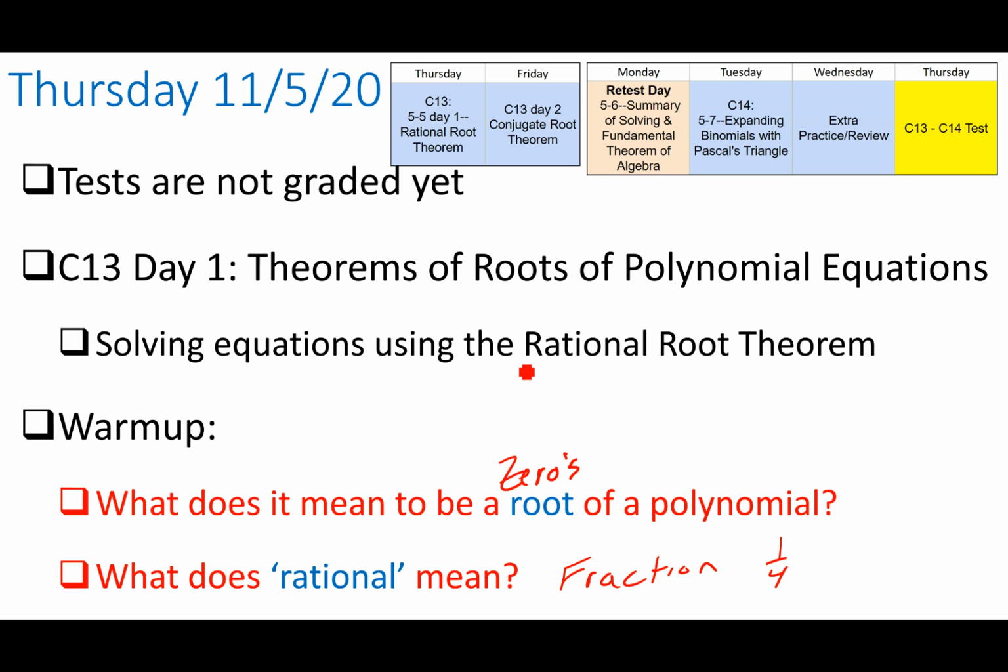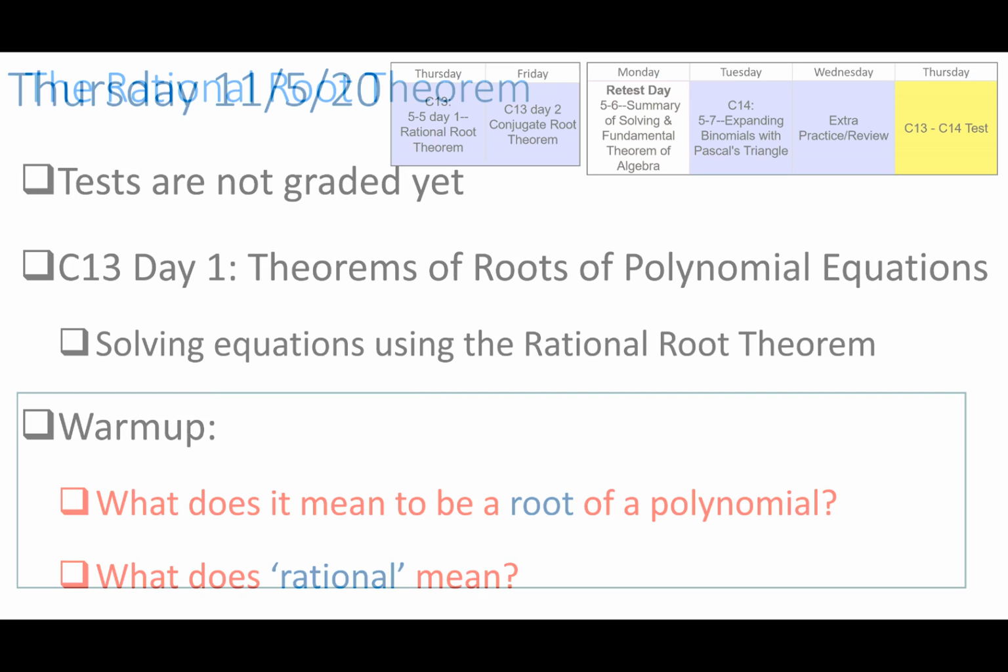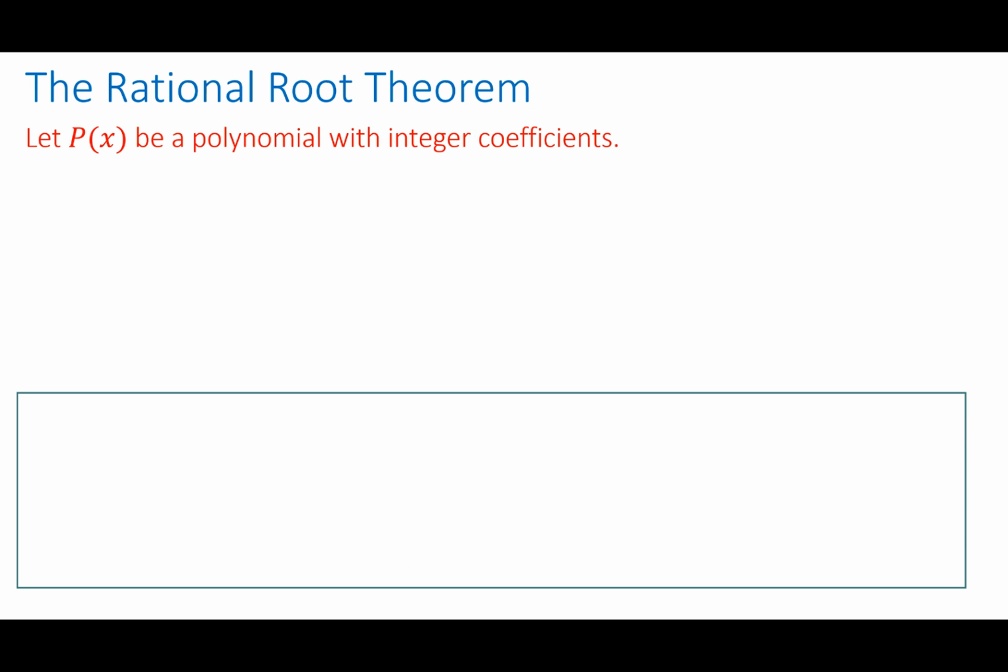Okay, so like even 2 I could write as a rational and just write it as 2/1. So even if it's an integer, a number, I could write it as 2/1 and it's a fraction. Okay, so rational root theorem, we're going to get some fractions we're working with. Root meaning zeros. Okay, so let's talk about the rational root theorem.